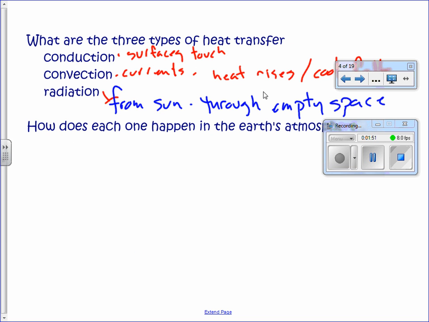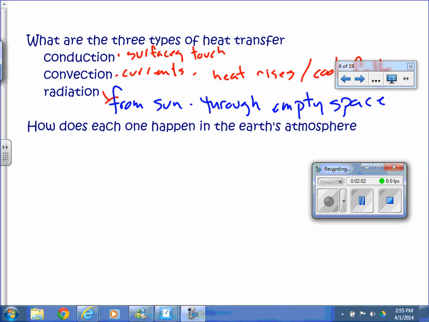So the 3 types of heat transfer, again, we did these yesterday. I'm not going to spend a lot of time on them, but we'll talk about them as how they heat the Earth and how they get transferred around. So conduction, convection, radiation, we've covered those many times, but you will need to know them. You will see them on the quiz.